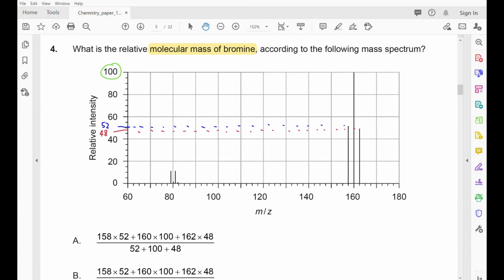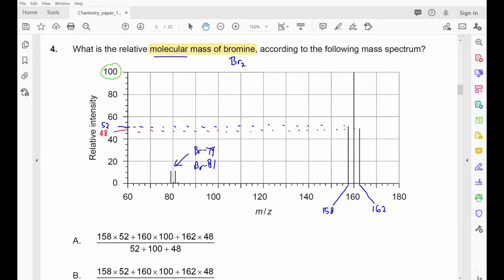Question 4. The relative molecular mass of bromine. So this is talking about the bromine molecule because it's its molecular mass. Bromine isotopes are bromine 79 and bromine 81. Okay, when they form bromine molecule, there will be 3 peaks showing. This is bromine 158 and this one is 162 and the middle is 160.